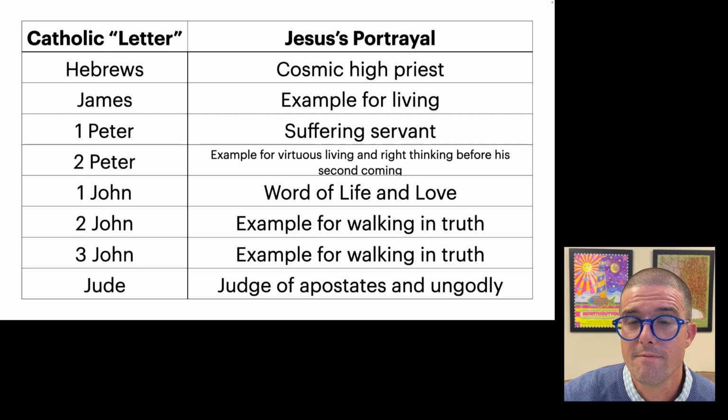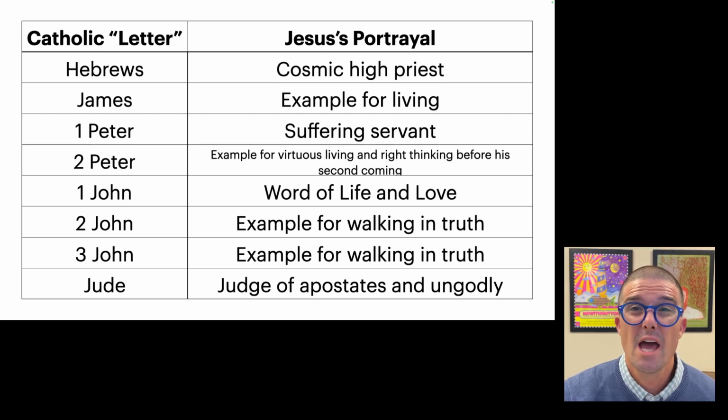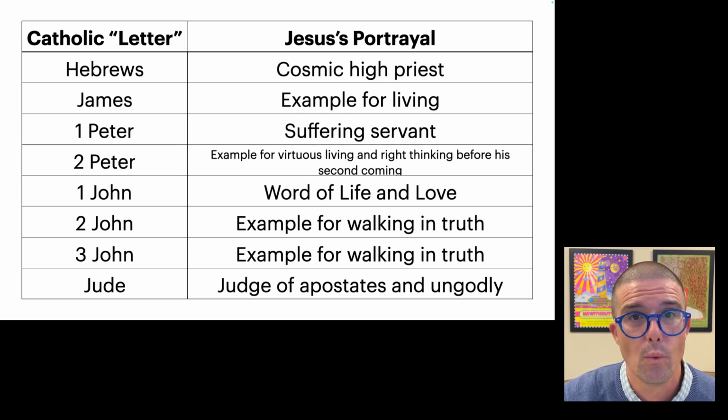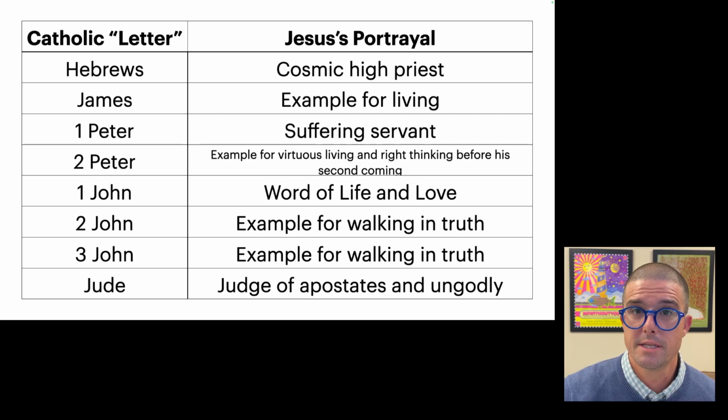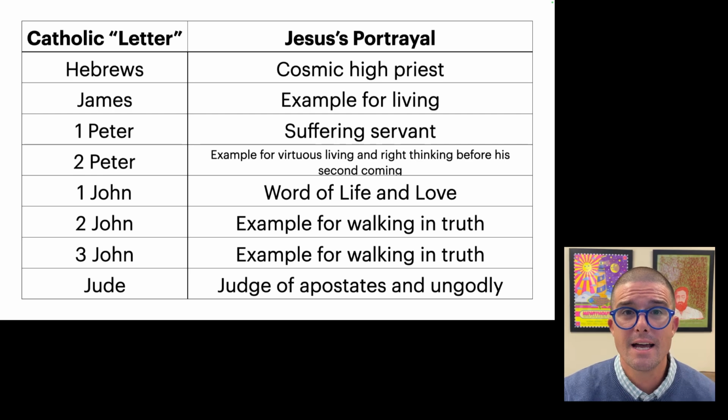2 Peter also emphasized looking to Jesus. The audience is to look to Jesus' power for virtuous living, to avoid false teaching, and also to look for and eagerly await his second coming. In 1 John, Jesus is depicted as the incarnate Word of life who enables fellowship with God and other people. Jesus' atoning sacrifice is highlighted as the means of cleansing from sin, and his commandments, especially the commandment to love, are emphasized as essential for true Christian living.